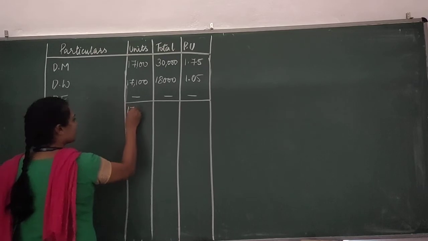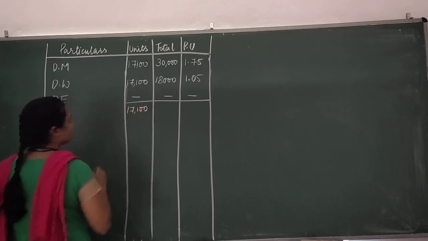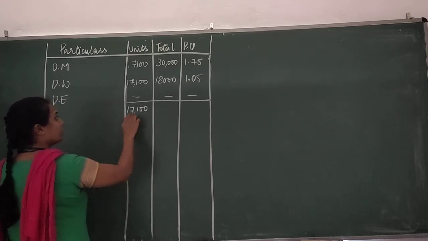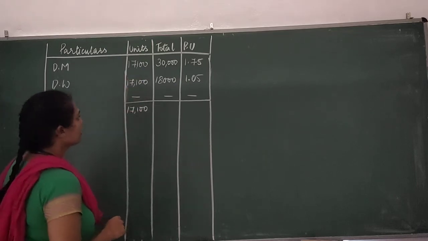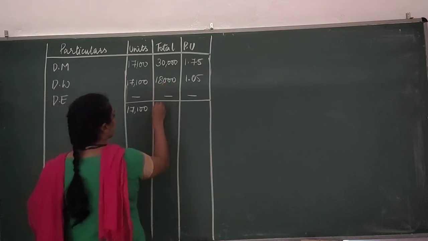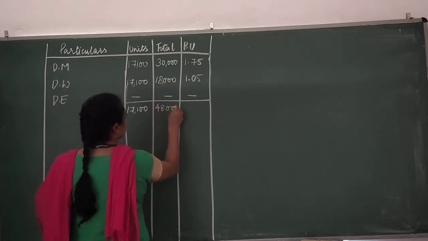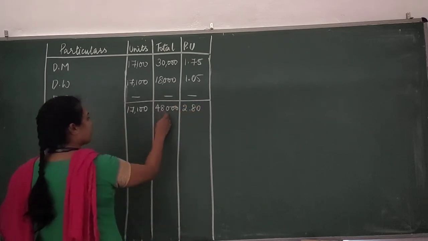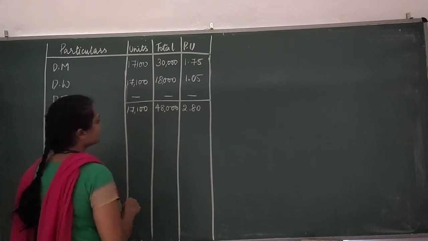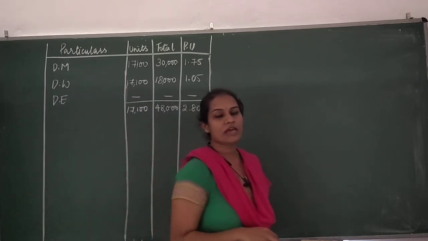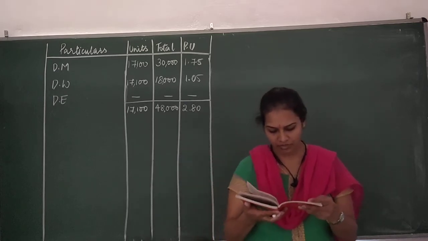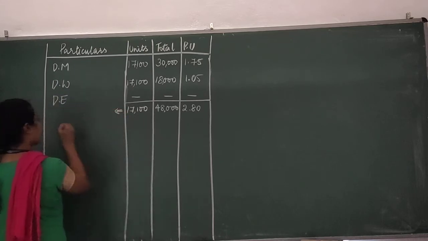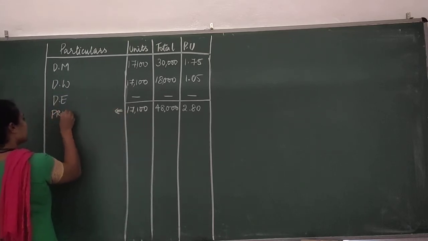Now we will take the total. You should never take the total of the units column. You will have only one, the same unit will be followed. So here it is 48,000. The total per unit comes to 2 rupees 80 paisa. When you take 48,000 divided by 17,100 also, you should have 2 rupees 80 paisa. This particular thing is called prime cost.